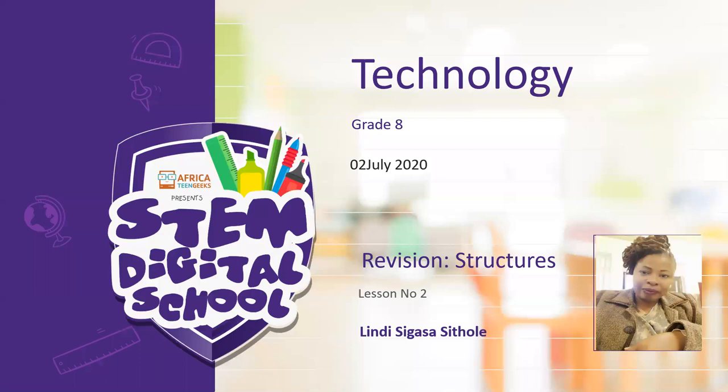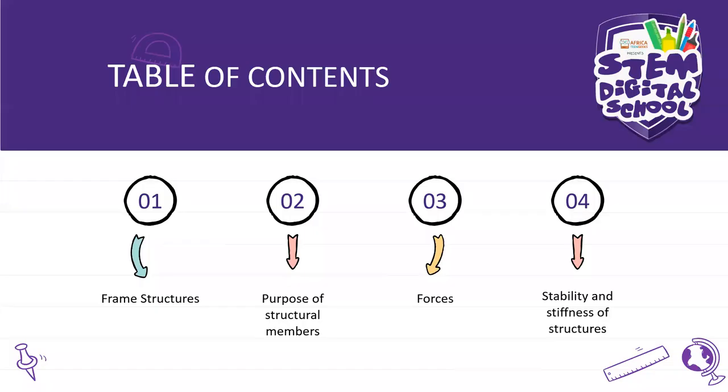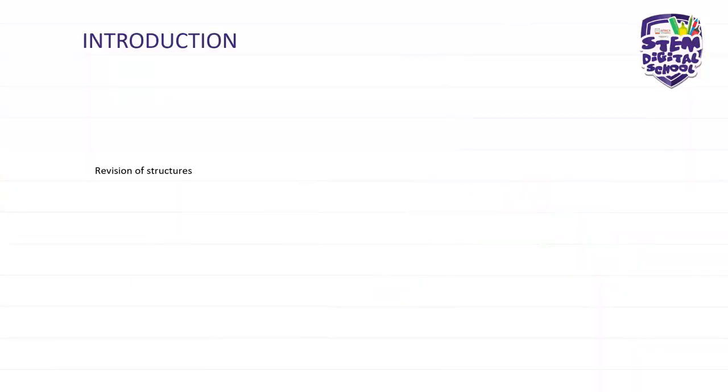Today, we look again at frame structures, the purpose of structural members, and the forces that act on structures. As I promised yesterday, it's an effort to cover what you have done from the beginning of the year and to get you ready for the assessments that you'll be conducting. Then we look also at the stability and the stiffness of structures. It's just a revision of structures.